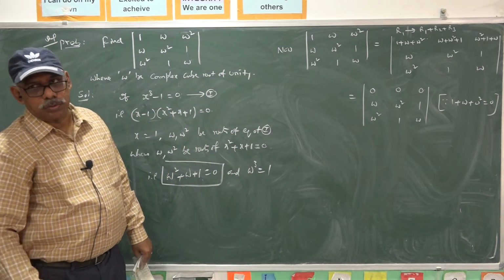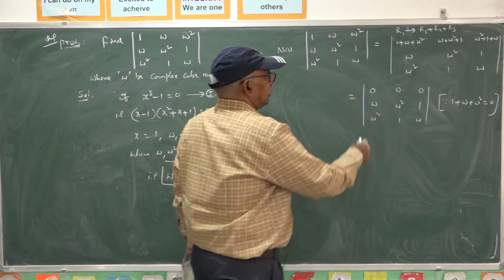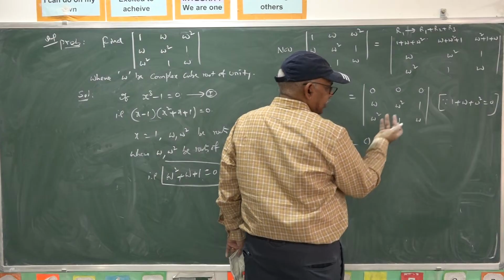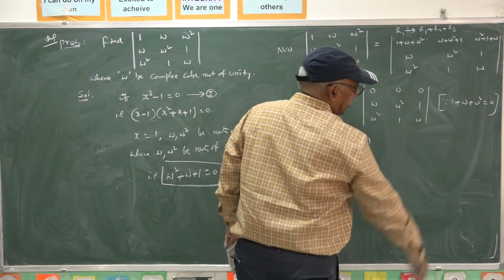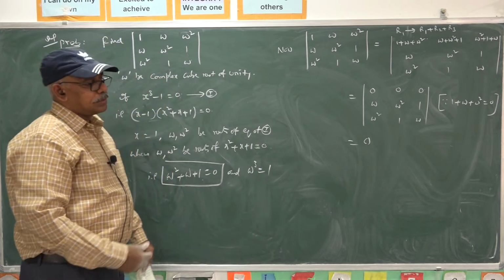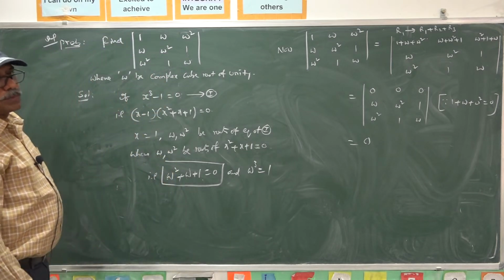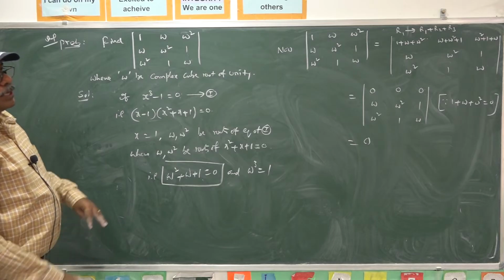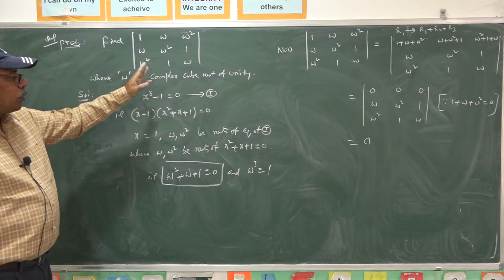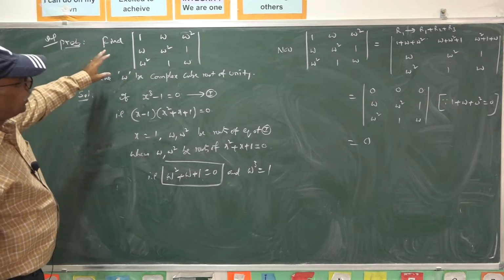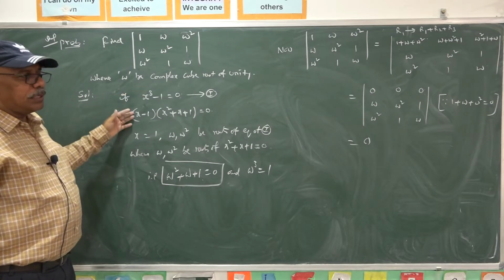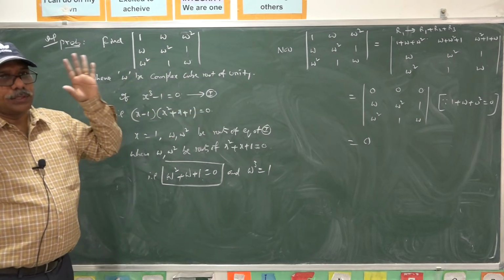So, if the elements of a row of the determinant are zeros, then the determinant value is clearly 0, because all the elements in the first row become 0, hence the determinant value is 0. That is the concept here. So, for the determinant of 1 omega square, omega square 1, omega square 1 omega, where omega is complex cube root of unity, the determinant value is always 0.